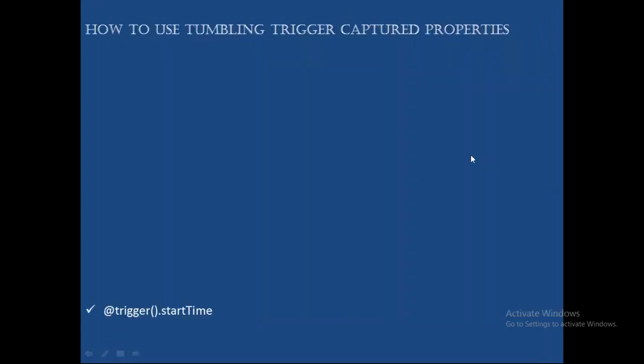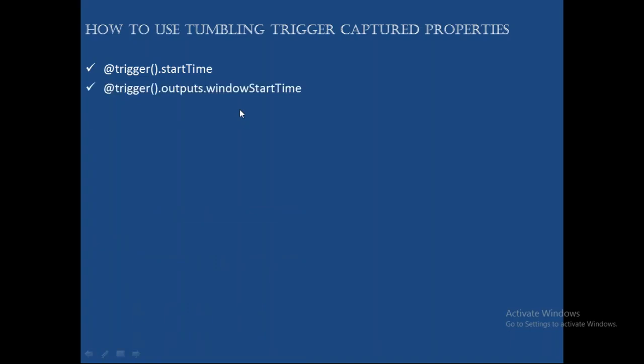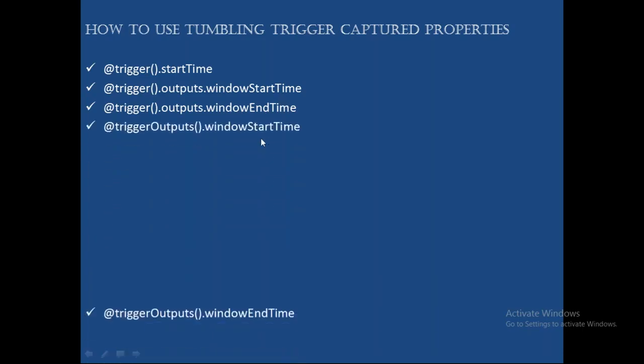How to use tumbling trigger capture properties. See, trigger start time. It will tell you what time the trigger is starting. We are creating the trigger today, so the trigger will start today itself, right? The window start time is when this window is starting. If you are trying to process data from 2010, the windows start from 2010. Based on window size, it will give the window time. You can use these two syntaxes to get the window start time and end time. Even earlier we used event-based capture properties. This is the tumbling trigger capture properties.